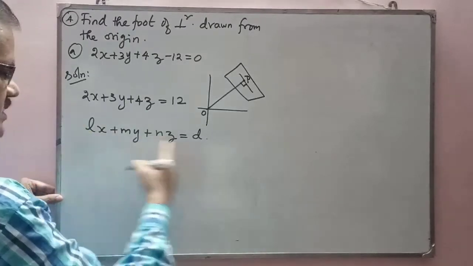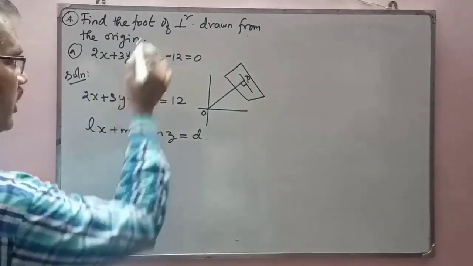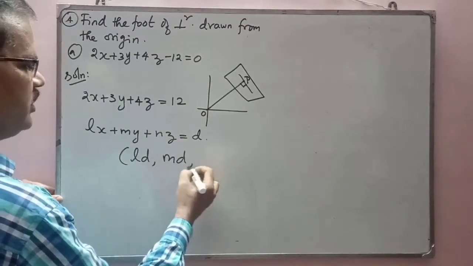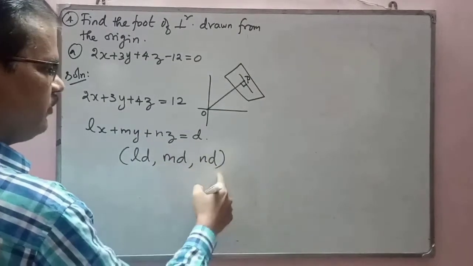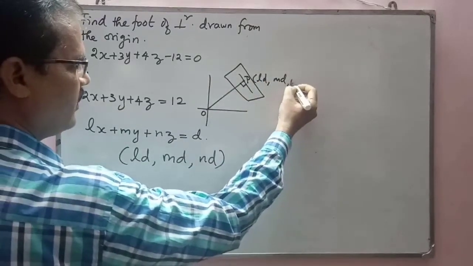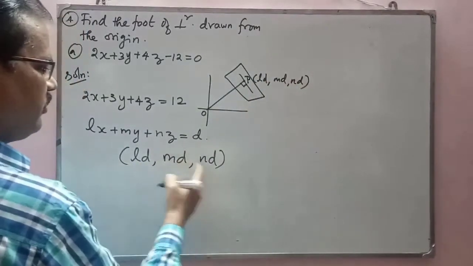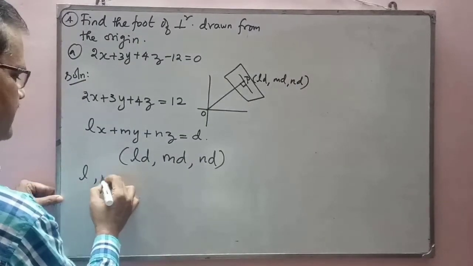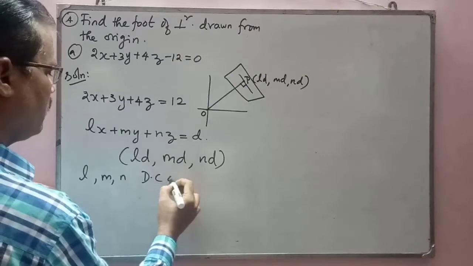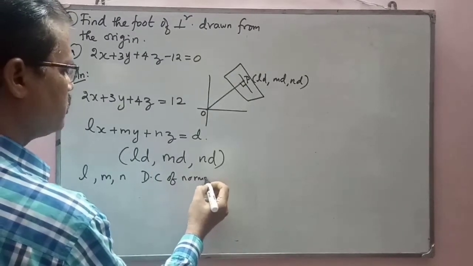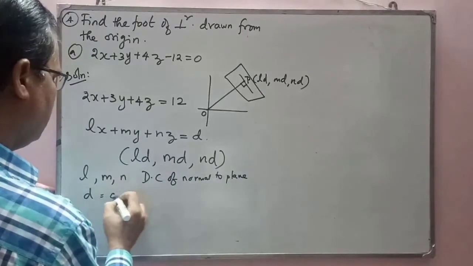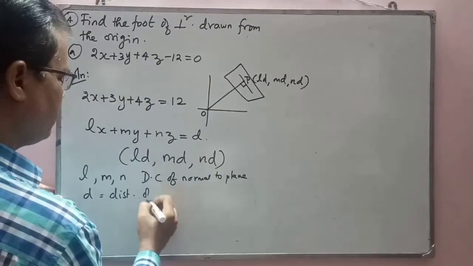First let us convert like this, and then the coordinates of the foot of the perpendicular can be obtained by the formula L into D, M into D and N into D. This will give the foot of the perpendicular. This is LD, MD and ND, where L, M, N are the direction cosines of the normal to the plane, and D is the distance of the plane from the origin.